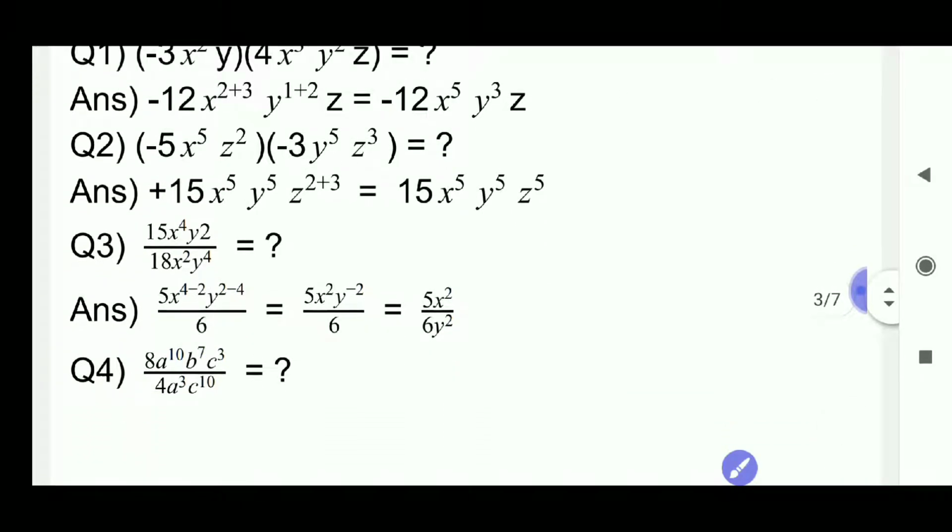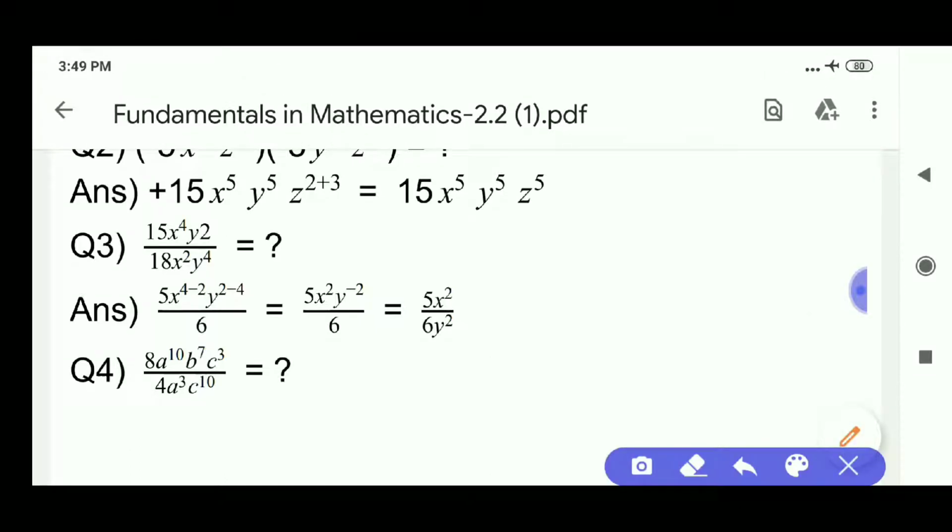Now let us go to one more question. 15 x power 4 y square by 18 x square y power 4. By simplification, we get 5 by 6. And observe carefully, in the numerator we have x power 4, in the denominator we have x square. According to the formula a power m by a power n is equal to a power m minus n, it becomes x power 4 minus 2.